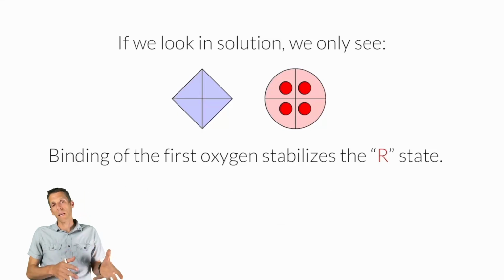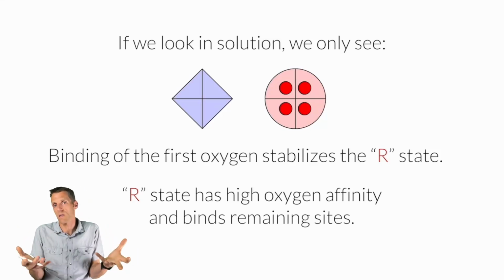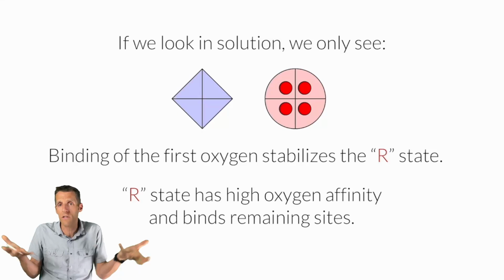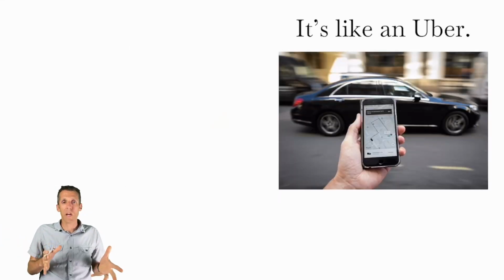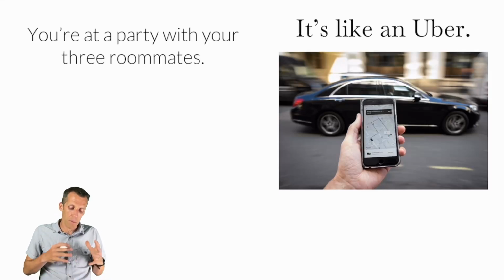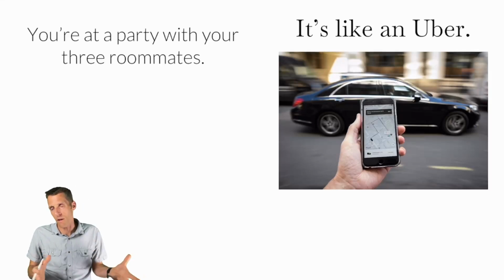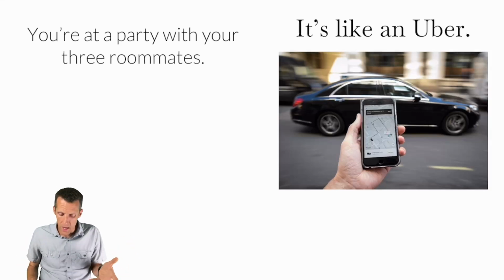It wanted to say that the binding of the first oxygen stabilizes this R state, which exposes these surfaces, so it loads up the oxygen at those remaining sites. It exposes these high affinity sites that don't have oxygen, so oxygen loads into them. And the analogy I like for this is it's actually a lot like an Uber. So imagine you are at a party with three of your roommates. You have three roommates, and you like each other, but you're not the best friends in the world. And you all have to go home.